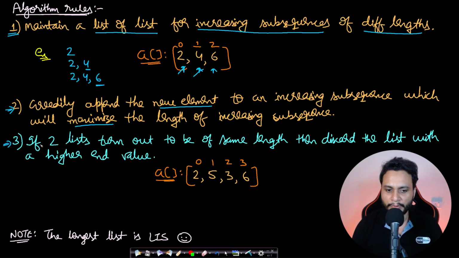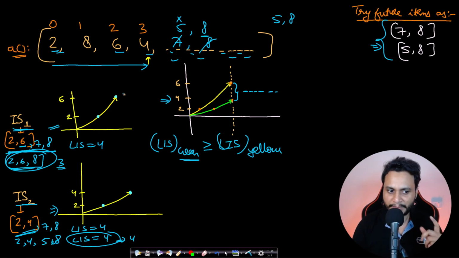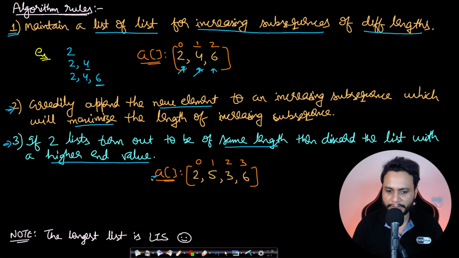Now looking at the third point, if two lists somehow turn out to be of the same length, then we have to discard the list with the higher end value, because as we saw, if two increasing subsequences are of the same length, let's say 2, 6 and 2, 4, after seeing a certain number of elements, then according to the proof which I had given you, the one ending at a smaller value will always see the longest increasing subsequence, and the one ending with the higher value may not be able to see the longest increasing subsequence, right? With that logic in mind, let me just show you an example here.